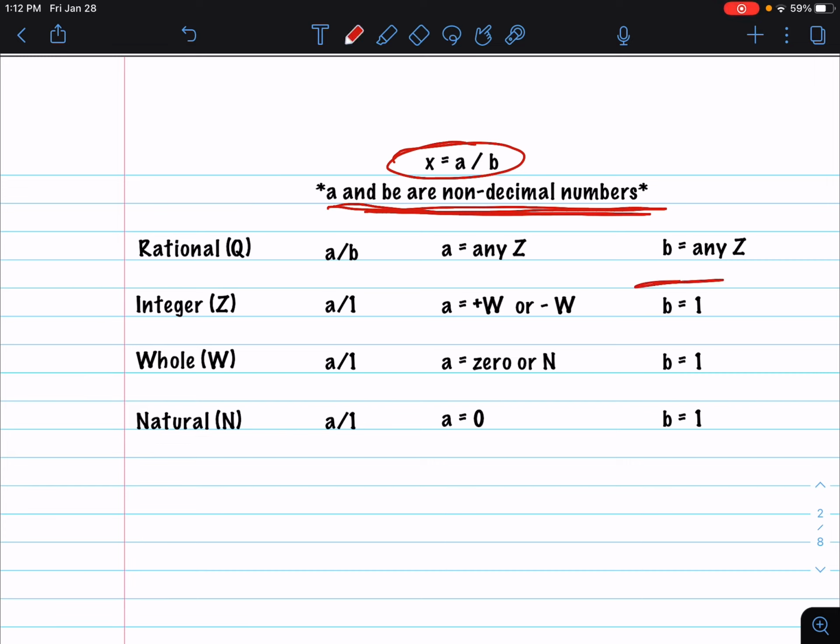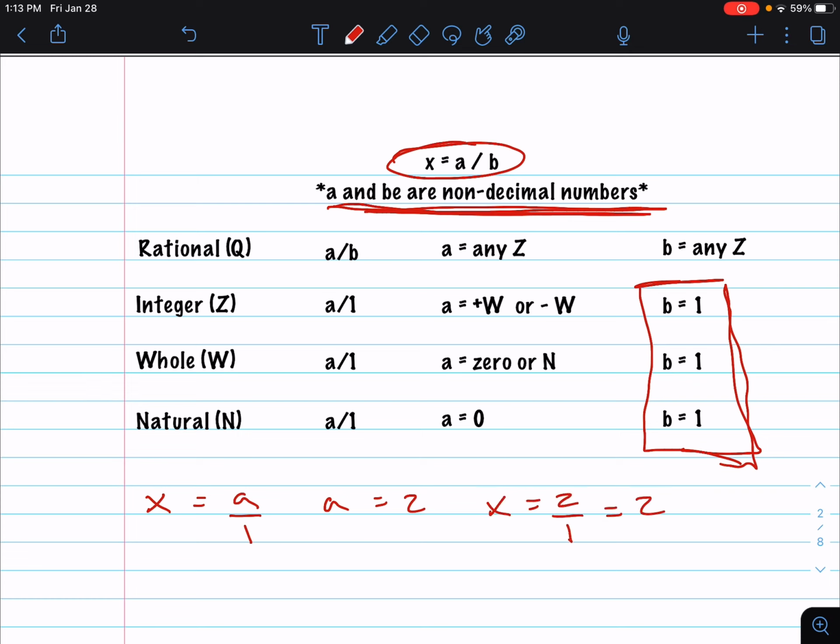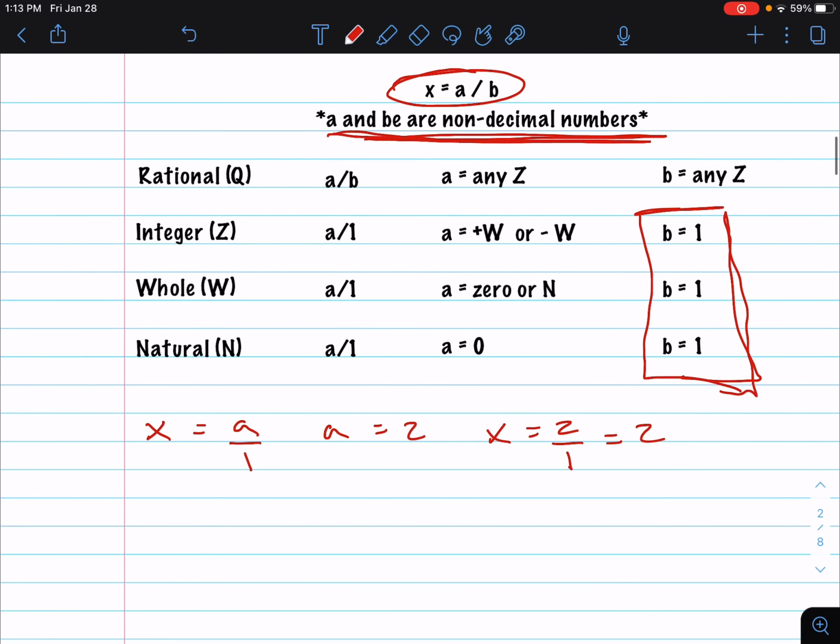Next, we look over here and we see that for the whole numbers, the whole, natural, and integers, b is equal to 1. So what does that mean? We have x equals a over 1. So say that we choose a equals 2, then x equals 2 over 1, which equals 2. Or maybe a equals -2, so x equals -2 over 1, which equals -2.